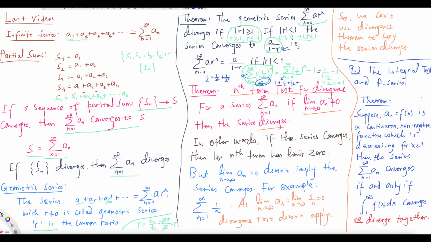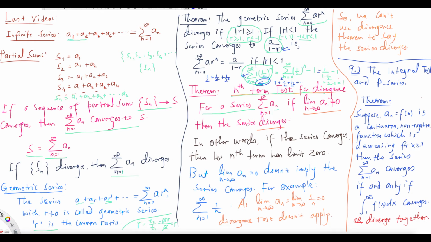And the next theorem is the nth term test for divergence. You should be careful about the converse of this theorem. What it says is, for a series n equals 1 through infinity, you see that the geometric series starts from 0, but the general infinite series we are starting from 1. For the series of a_n, if the nth term has a non-zero limit, meaning if the limit as n tends to infinity of a_n is not 0, then the series diverges.